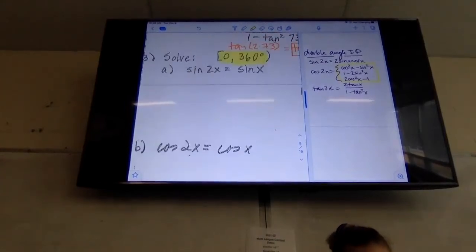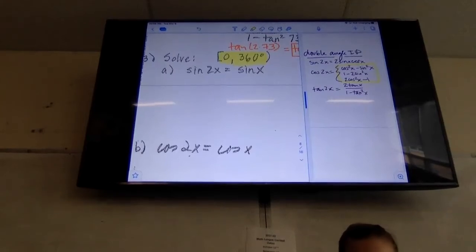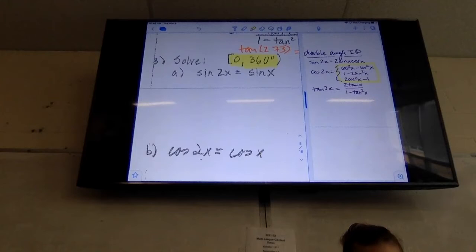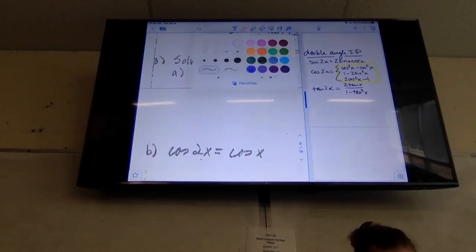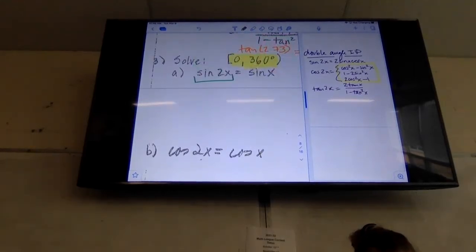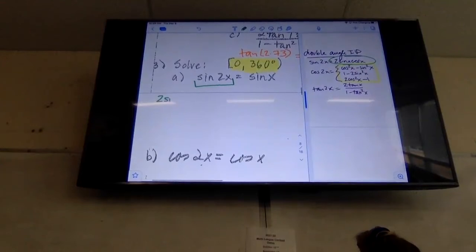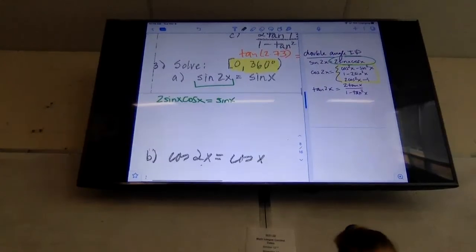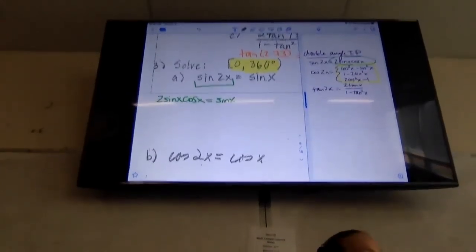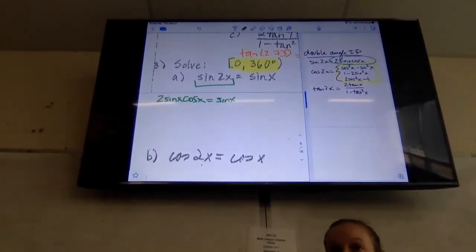Okay. The only thing here is I have to use my double angle theorem to start solving. So for number 3a, it says sine of 2x equals sine of x. I'm going to replace sine of 2x with 2 times sine x times cosine x, this part right here. So that becomes 2 sine x cosine x equals sine x. Once I write it like that, this looks kind of familiar to what we've done before, right? What do I need to do next?